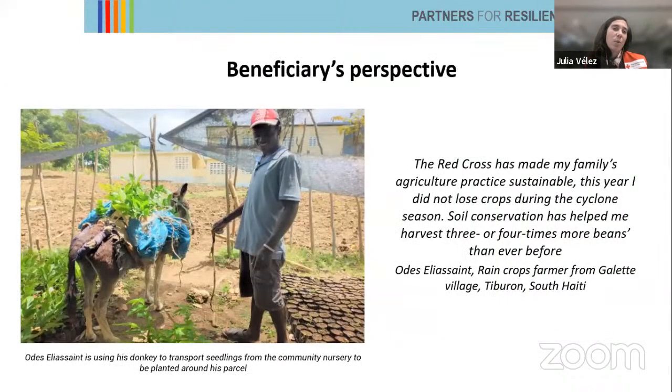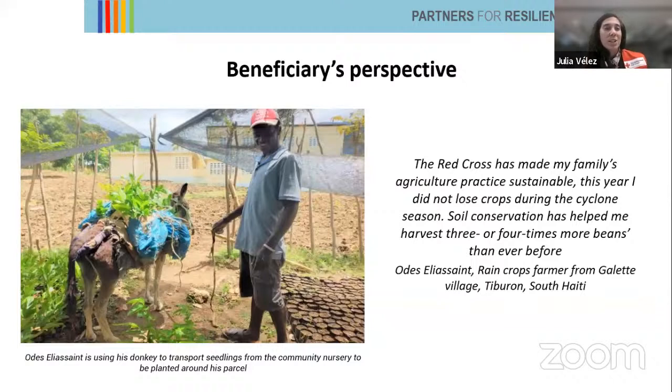Here we have one of our beneficiaries, Odis Eliasson, who lives in Galet and has a five-member family that, like many others, has been suffering from food insecurity in the region. He himself has also been forced to use coping mechanisms like selling some of his seeds and livestock, as well as charcoal production.